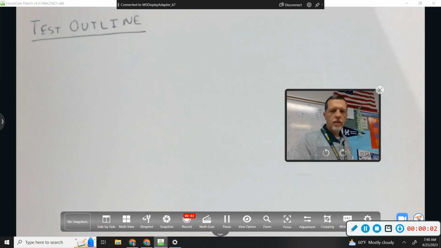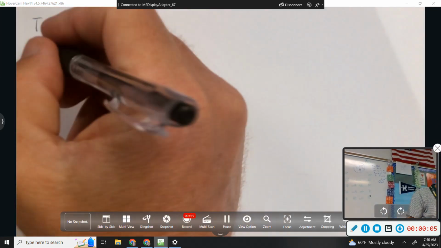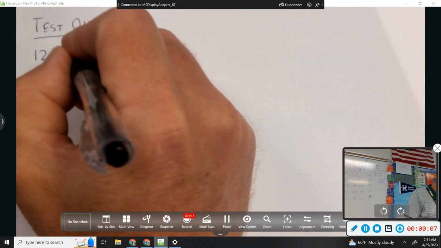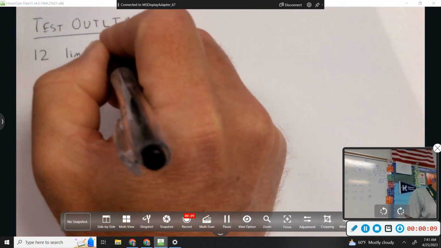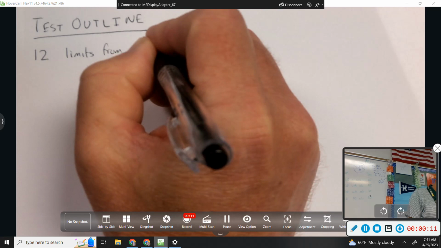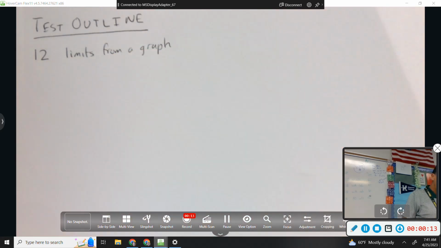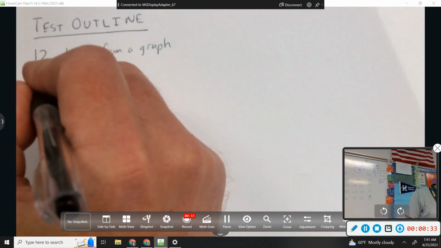So looking at the test, there are 12 limits from a graph. Those are generally pretty easy. That was basically the first page of the quiz you did, where you get a picture and we ask all sorts of limits: left limit, right limit, overall limit, function values. But most people did really well on that part, so that should go fine.